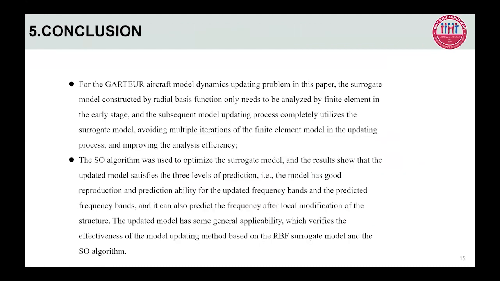Now is the conclusion. For the Gartner aircraft model dynamics updating problem in this paper, the surrogate model constructed by radial basis function only needs to be analyzed by the finite element model in the early stage, and the subsequent model updating process completely utilizes the surrogate model, avoiding multiple iterations of the finite element model in the updating process, and improving the analysis efficiency. The SO algorithm was used to optimize the surrogate model, and the results show that the updated model satisfies the three levels of prediction.